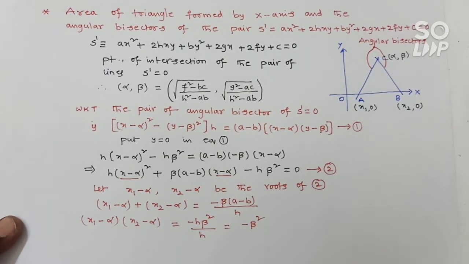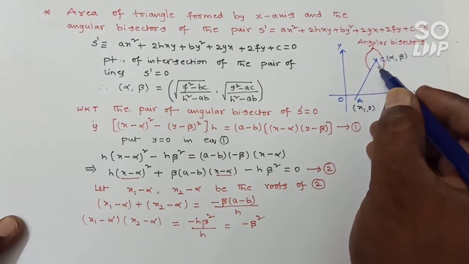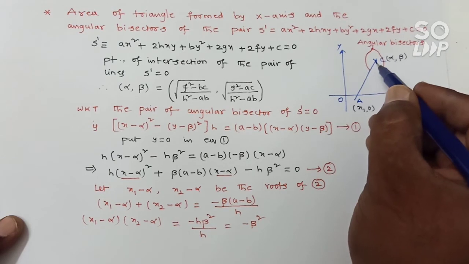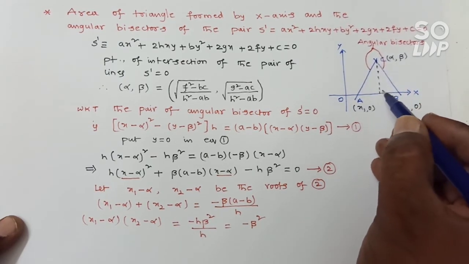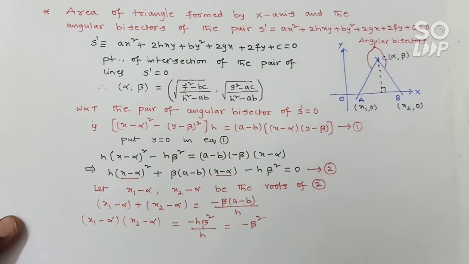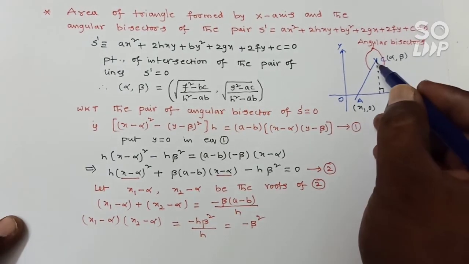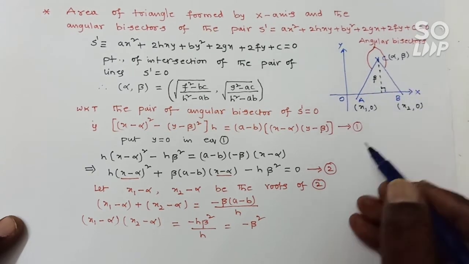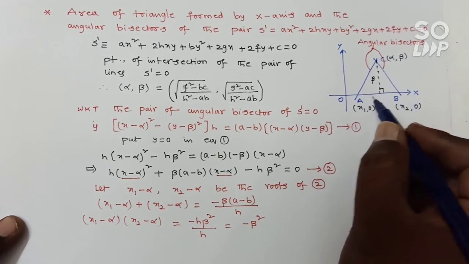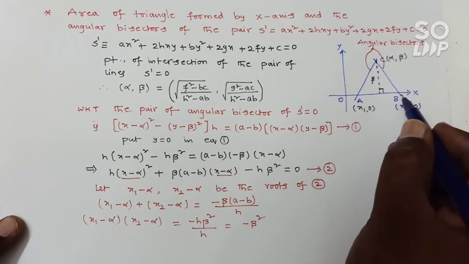What is the formula for the area of a triangle? Half into base into height. So this is the height of the triangle. This is the height of the triangle. That means this length will be equal to beta. Now the base is nothing but the AB length.